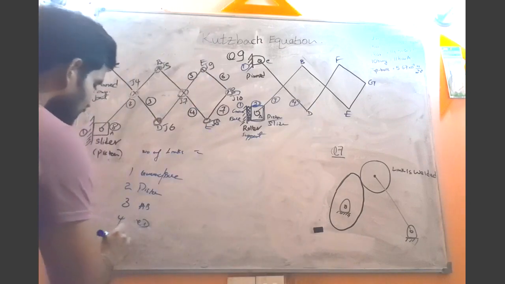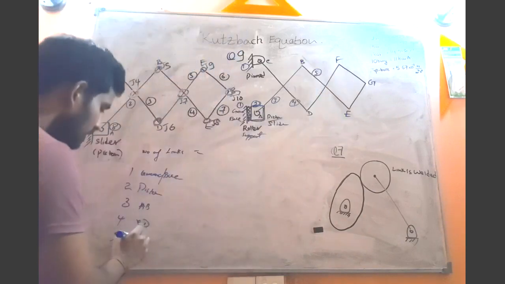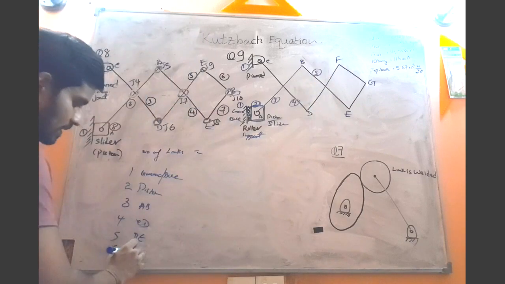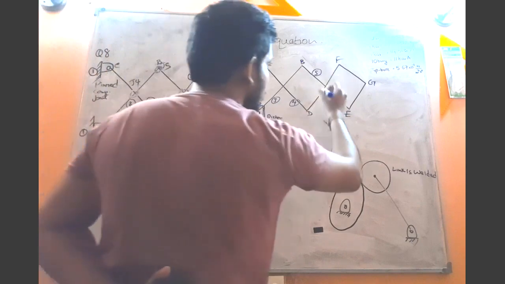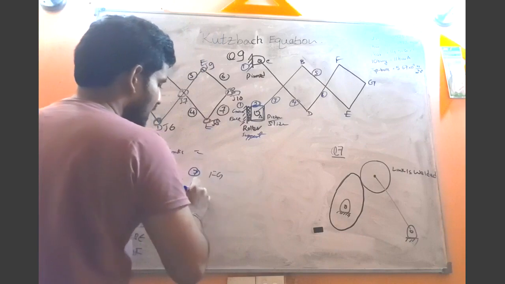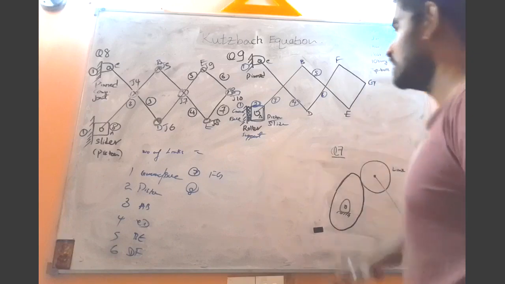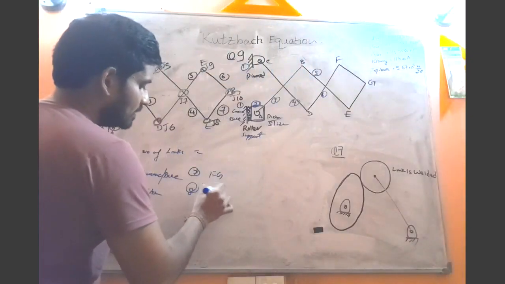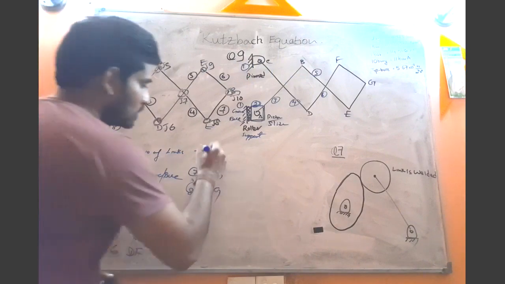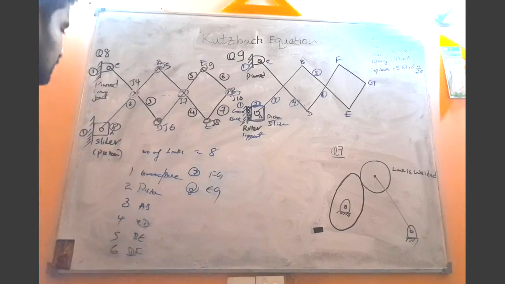Then the fifth member is BE. Sixth member is DF. And the seventh member is FG. The eighth member is EG, this link EG. So how many members do we have here? We have a total of 8 members. That means we have a total of 8 links, right? So that is clear to you.